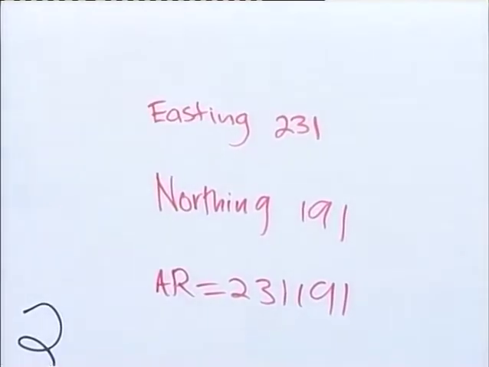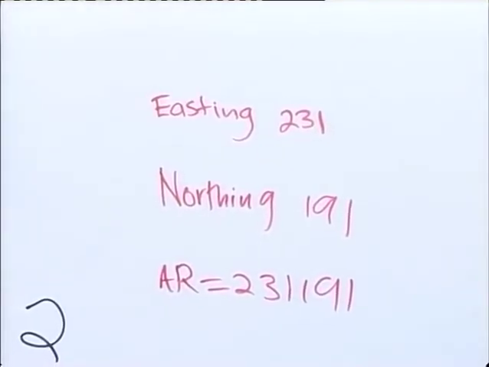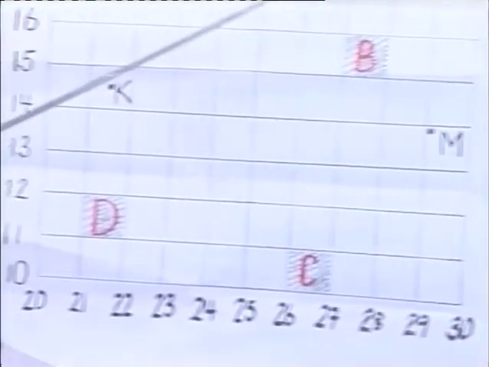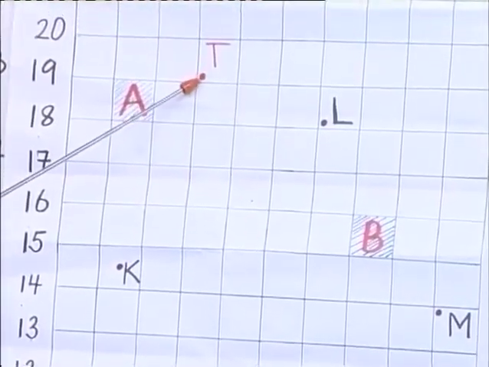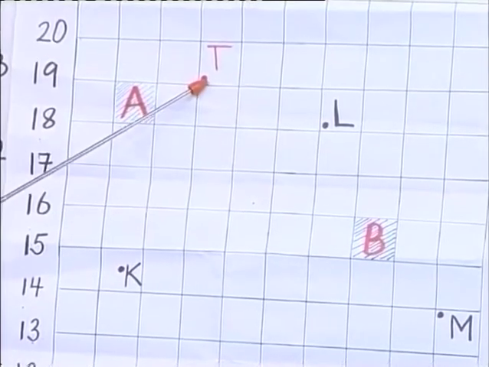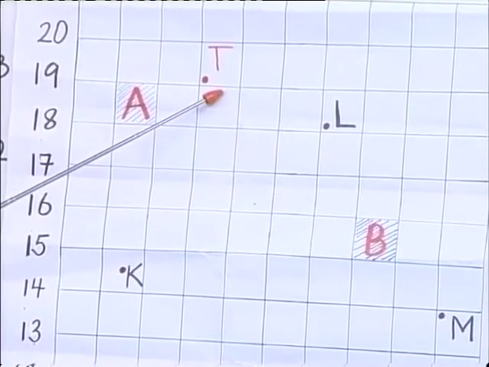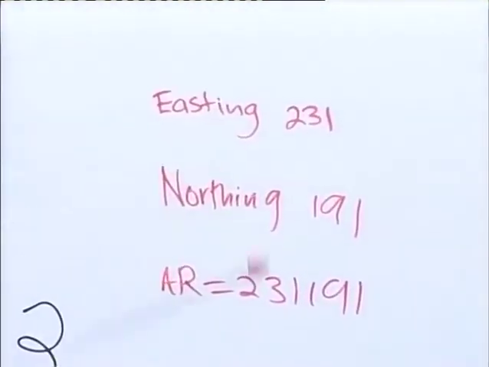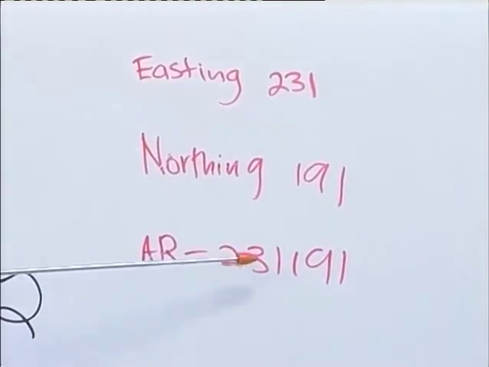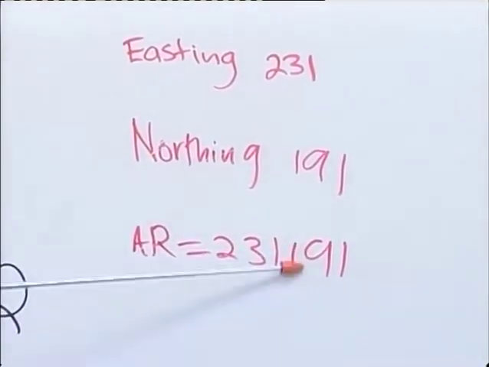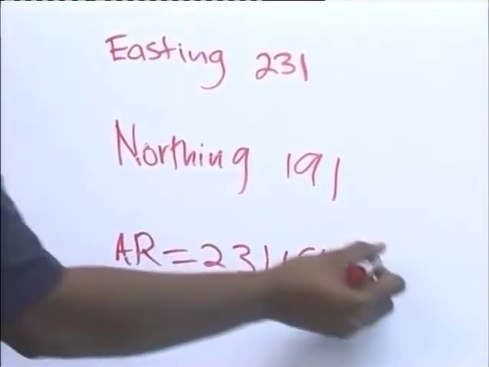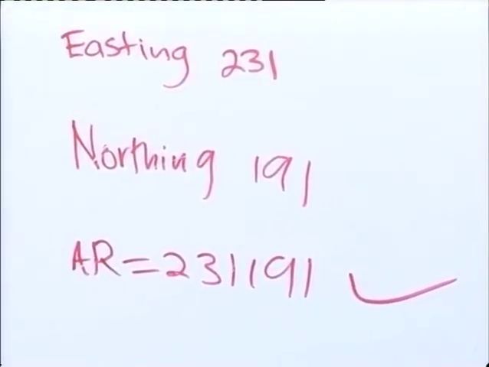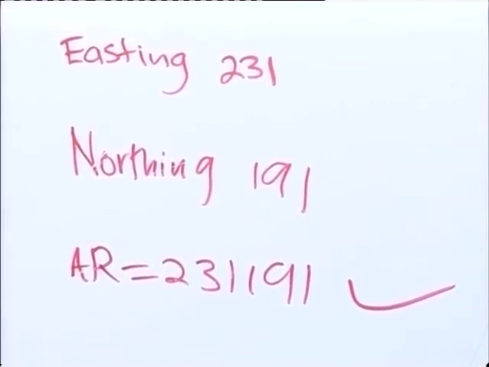All right. Now noting. Again, look at the noting. Line going across this number here. Noting. We have 19. How many tenths is it? 1. So 19 1. So your area reference is 23 1, 19 1. Receiving students. All right. Again, next one.